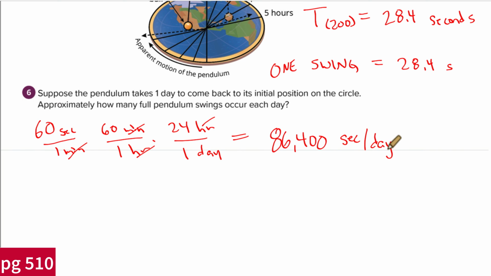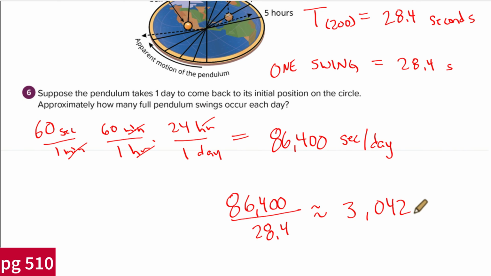So if one swing takes 28.4 seconds and there are this many seconds in a day, we take that number of seconds in a day and divide it by how long it takes one swing, which is 28.4. This will give us approximately 3,042-ish, I think it's 0.3, swings per day. Hey, how about that? That is our application problem.